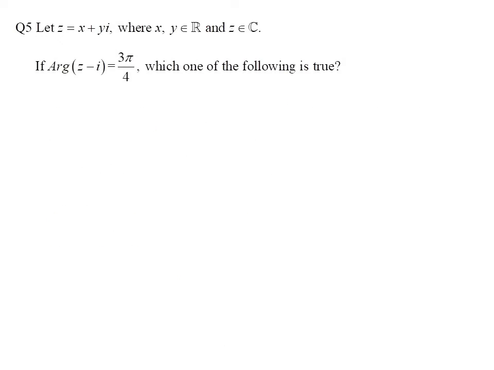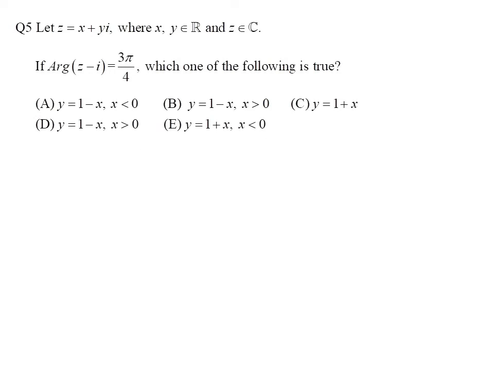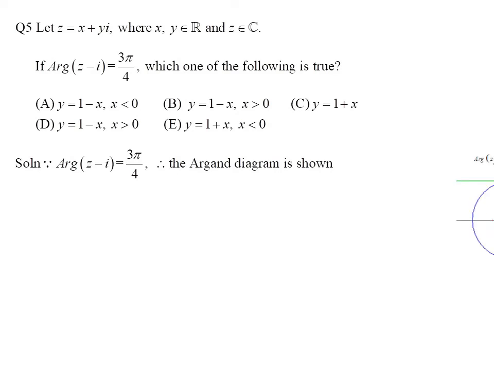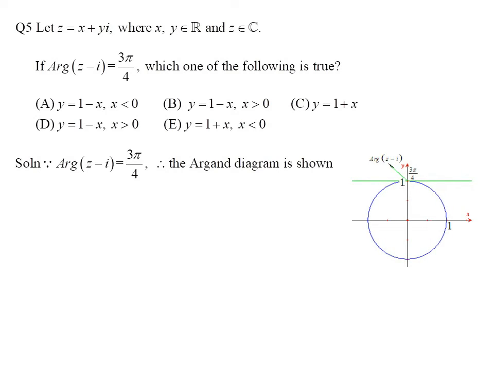In question 5, we let z equals x plus yi, where both x and y are real. z is a complex number. The question is that if the argument of z minus i equals 3 pi over 4, which one of the given relations is true? Based on the argument of z minus i equals 3 pi over 4, the Argand diagram is drawn here to illustrate that the gradient of the ray is -1.